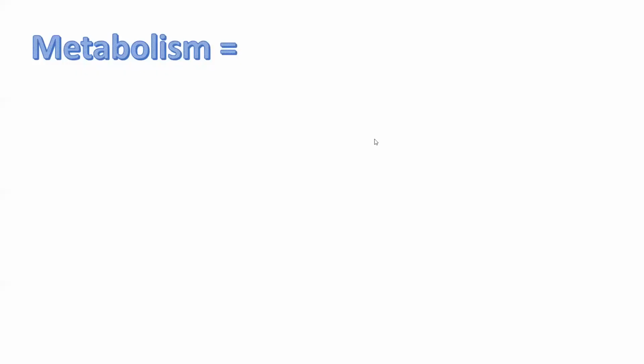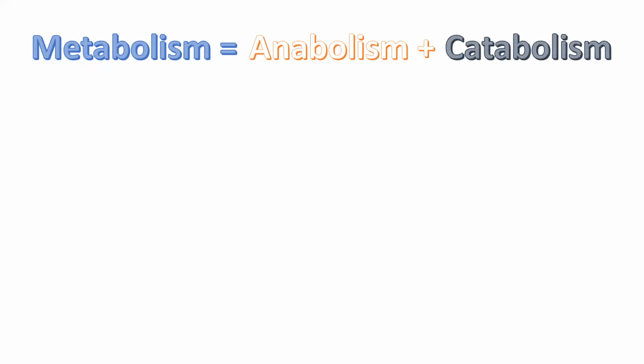So let me stop sharing my video and start sharing my screen. There we go. Okay, so as a reminder, metabolism is all the reactions in a cell. But we can divide those types of reactions into two categories: anabolism, which represents the anabolic reactions, and catabolism, or the catabolic reactions.